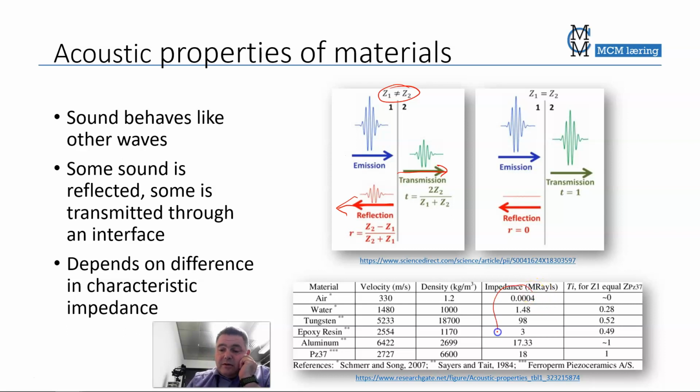And here's a table of some specific materials with their characteristic impedance. Air, water, tungsten, epoxy, aluminum, and PZ37, which is a piezo crystal. So this is just an example, and you see also that there is a relation between the impedance and the density. A very low density gives a very low impedance.